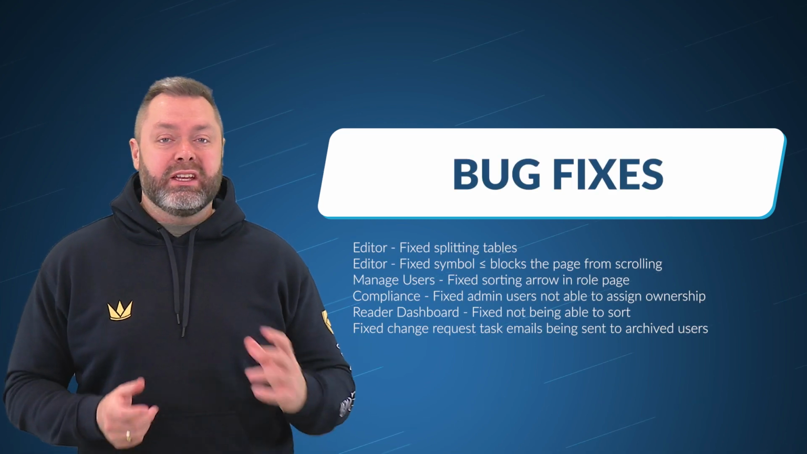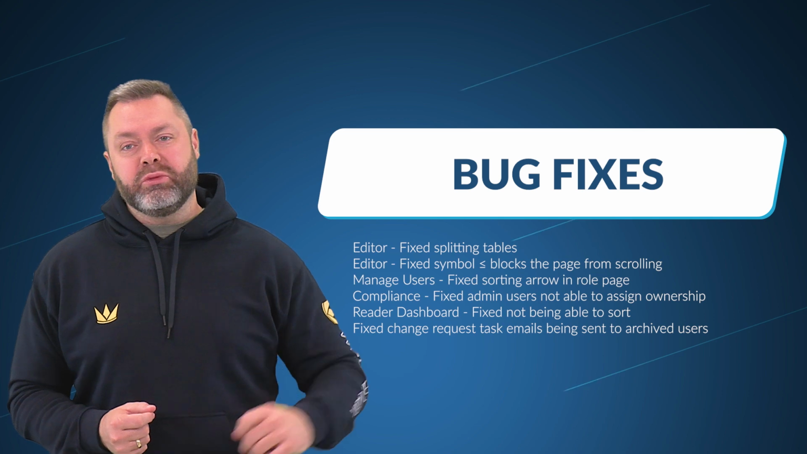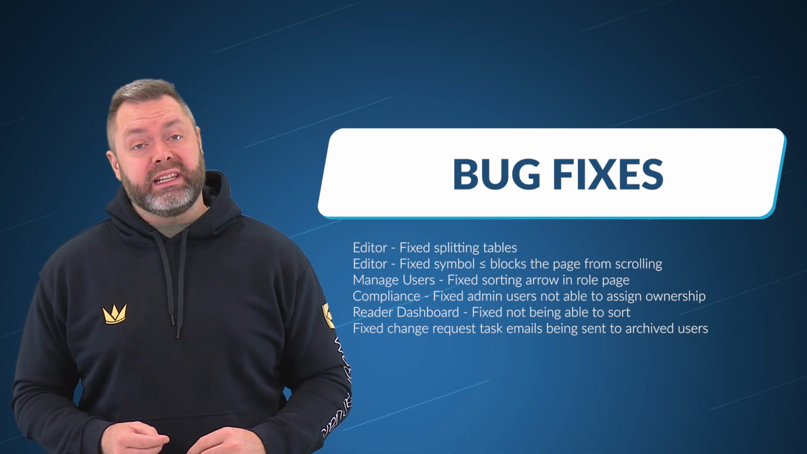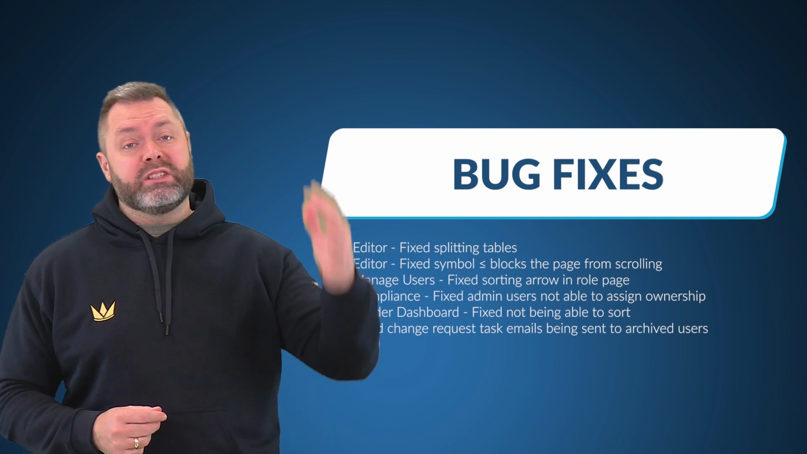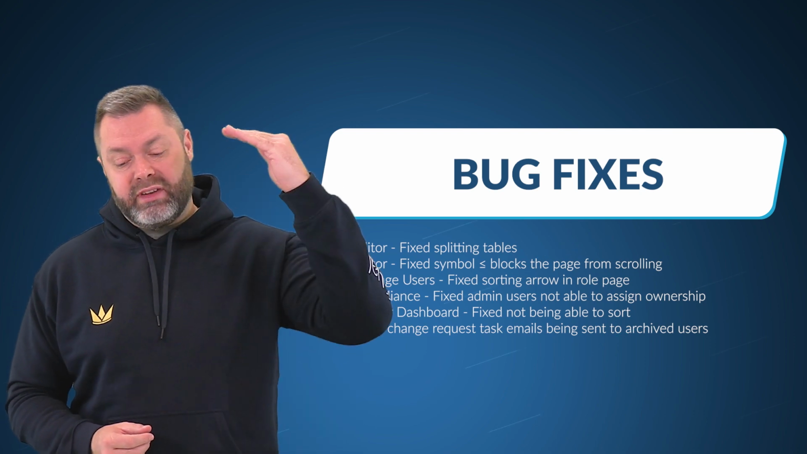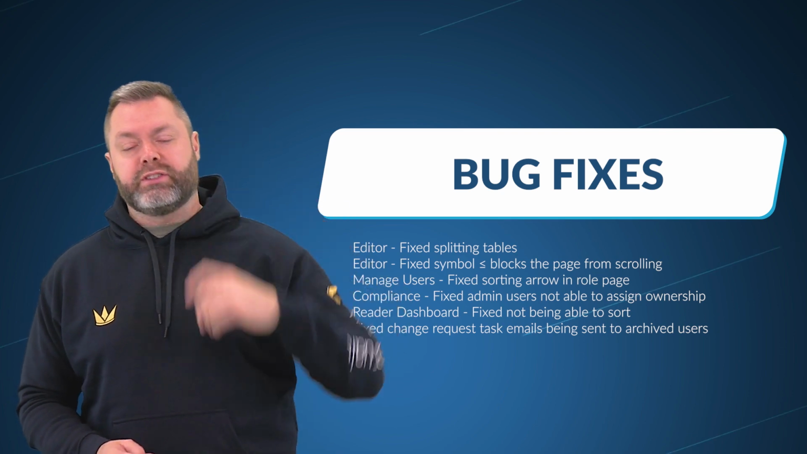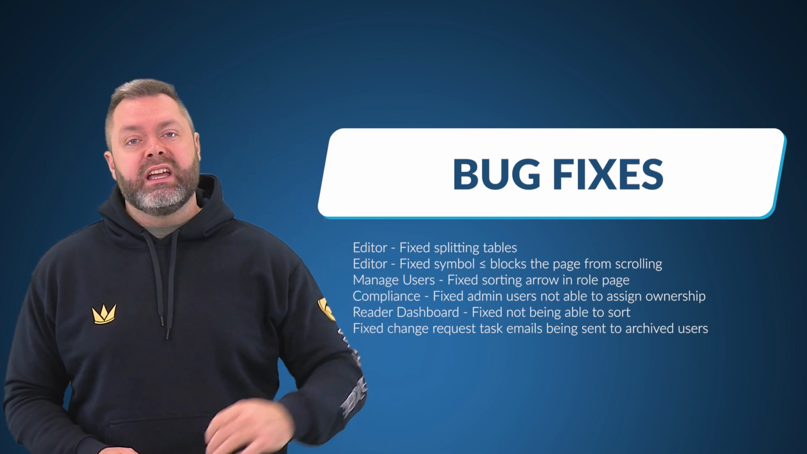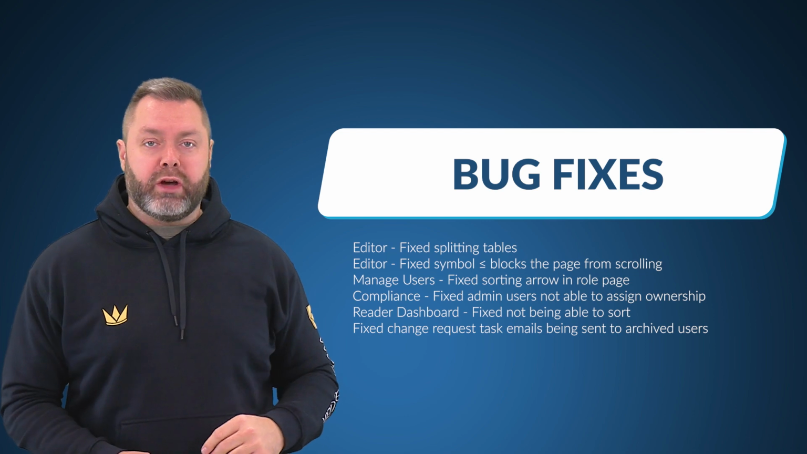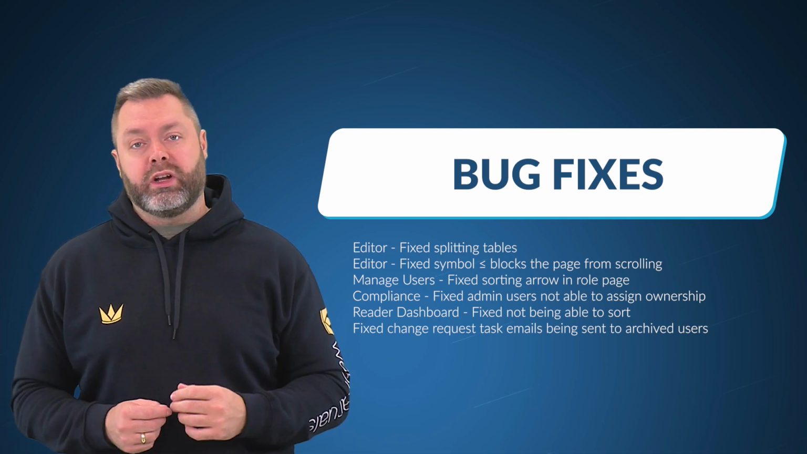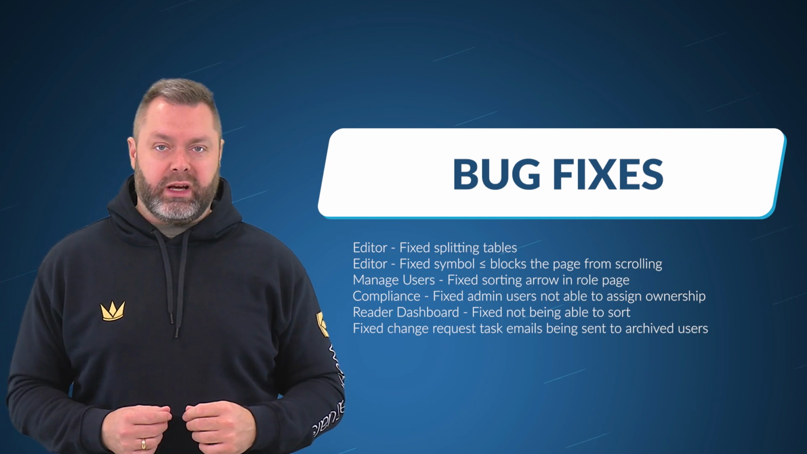Jumping to something completely different, bug fixes. We have a good handful of bug fixes for you, and let's jump into it. First off, previously when splitting tables, it would actually leave a row of incomplete table at the bottom of the first half. That has now been fixed, and that row will now be cut off completely and correctly. So now your tables should work a lot better when they are being split up.